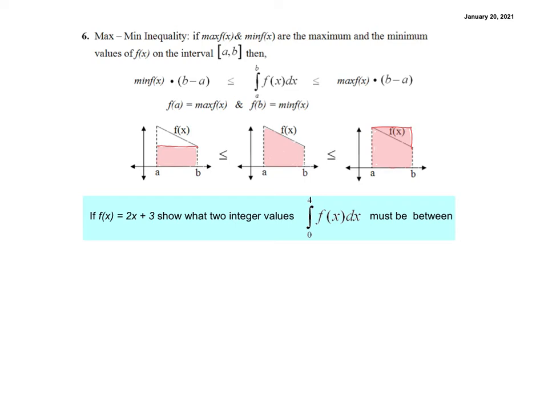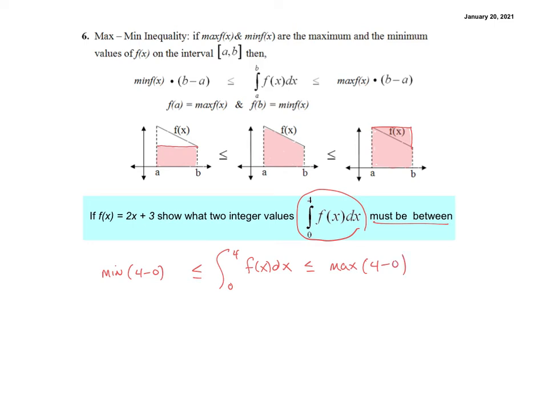So, how would I ever give you a question that has to do with that on a test? Here's one. If f of x is equal to 2x plus 3, show what two integer values this integral has to be between. So the integral from 0 to 4 of f of x dx has to be greater than or equal to the minimum times b minus a, in this case b minus a is 4 minus 0, and less than or equal to the maximum value of f of x times 4 minus 0.